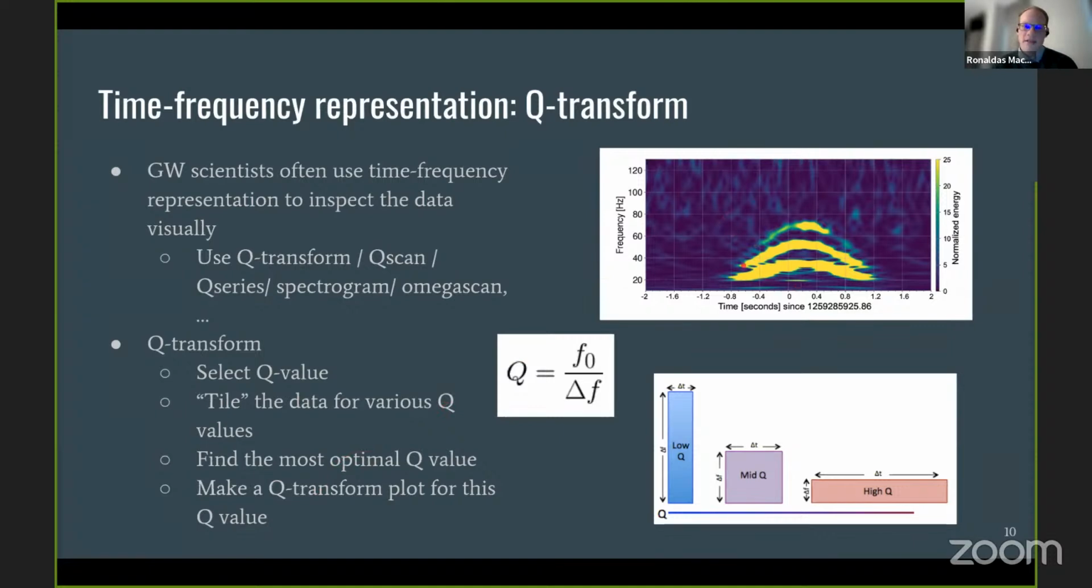You can see that it allows us to see the frequency evolution of the signal over time. That is very important because all gravitational wave signals have some sort of frequency evolution over time, and it is much easier to look at this type of plot than at the frequency domain or the time series domain. So this is a very important plot that we use quite a lot in data analysis and in data quality as well.